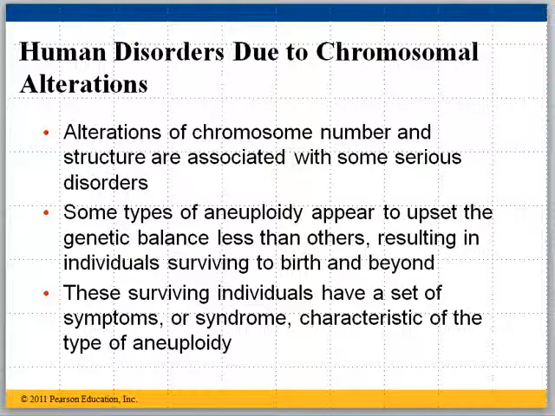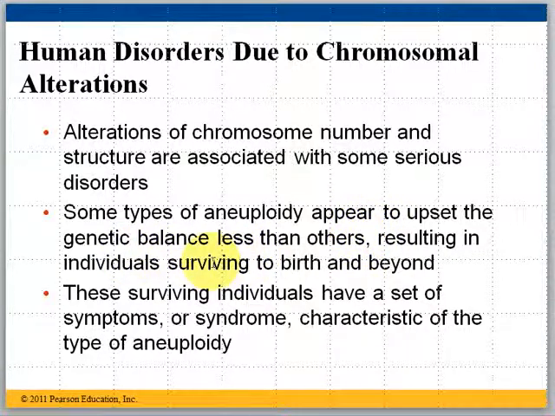So this would be, again, either a change in the number of chromosomes, either you have too many or too few, or some sort of change in the structure. Usually it's going to be the cause of some serious disorders. Some types of aneuploidy, remember aneuploidy is where you don't have the proper number of chromosomes, appear to upset the genetic balance less than others. So some of these result in the death of the developing embryo, some of them do not. Some of them, the embryo can continue to develop and the baby can be born. But this usually results in some sort of problem down the road.